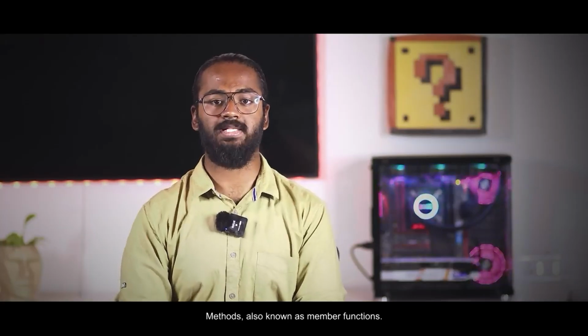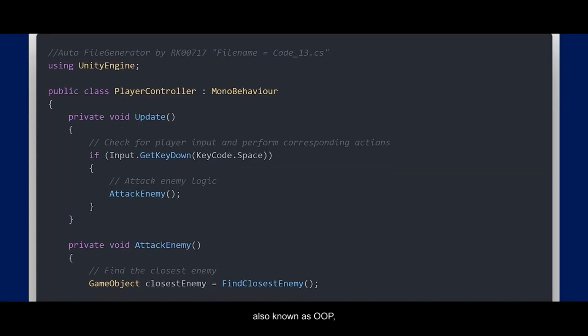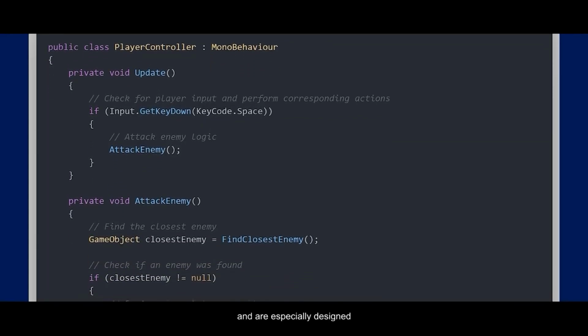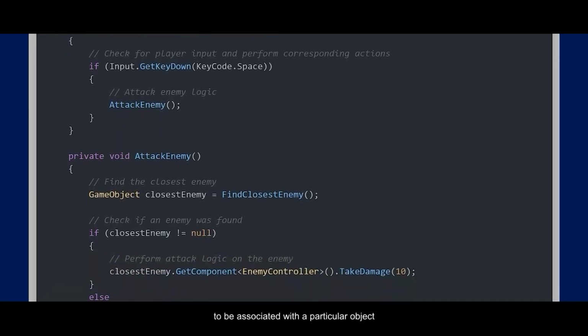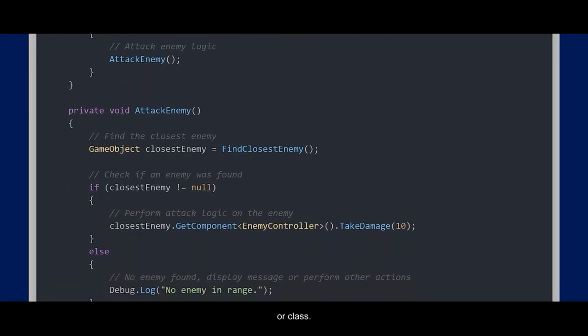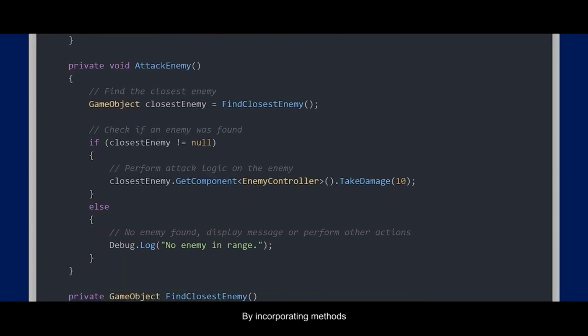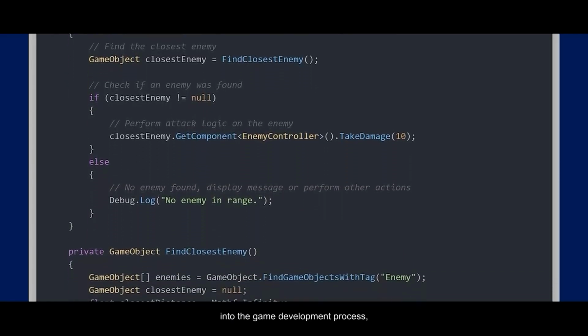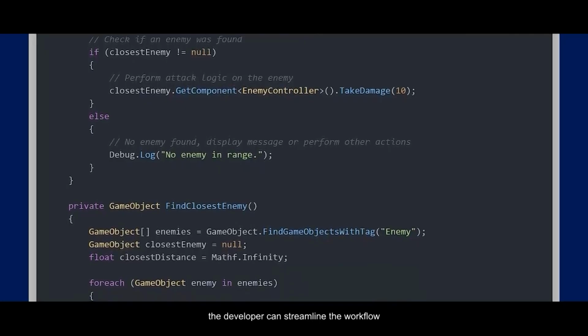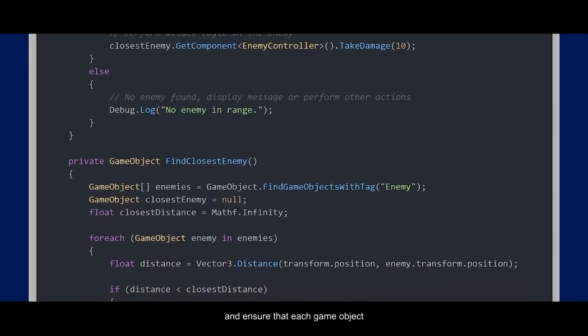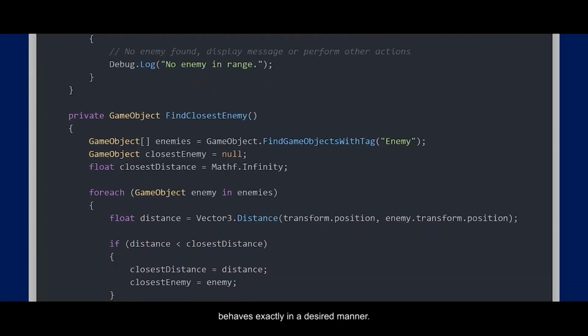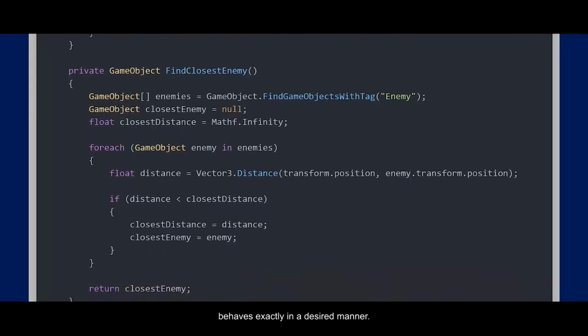Methods, also known as member functions. Methods are an essential component of object-oriented programming, also known as OOP, and are especially designed to be associated with a particular object or class. By incorporating methods into the game development process, the developer can streamline the workflow and ensure that each game object behaves exactly in a desired manner.